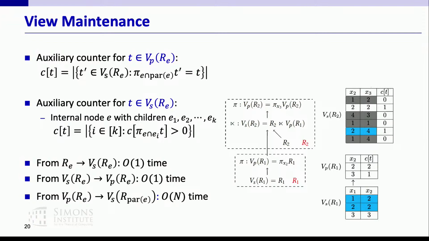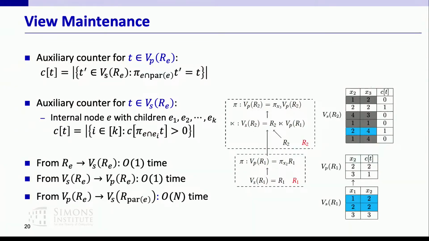For this 2 and 2, we search whether 2 exists in the projection view. Yes, so it's 1. So for this node, the CT value is just 0 or 1, because it only has 1 child here. With these 2 counters, we can efficiently maintain the update.